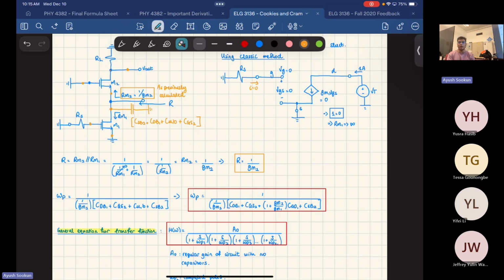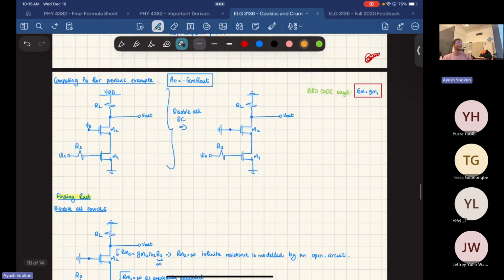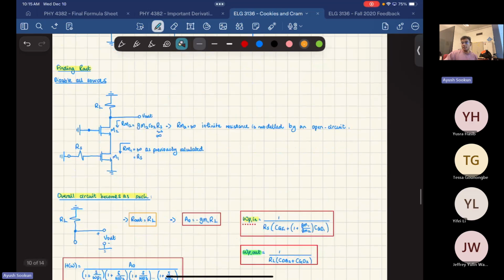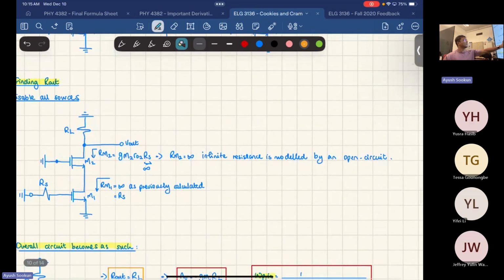Your only job is finding A0. And finding A0 is not that hard because it's just the regular circuit gain that you've been doing since the beginning of the class. So ignore all capacitors. You find minus GM R out. A0 is just minus GM R out. Again, disable all DC. You know how to find GM is I out over VN given the input. You know how to do this. And then find the R out.